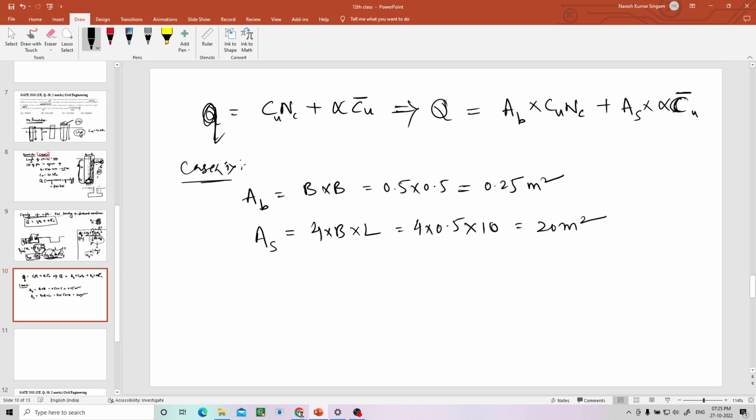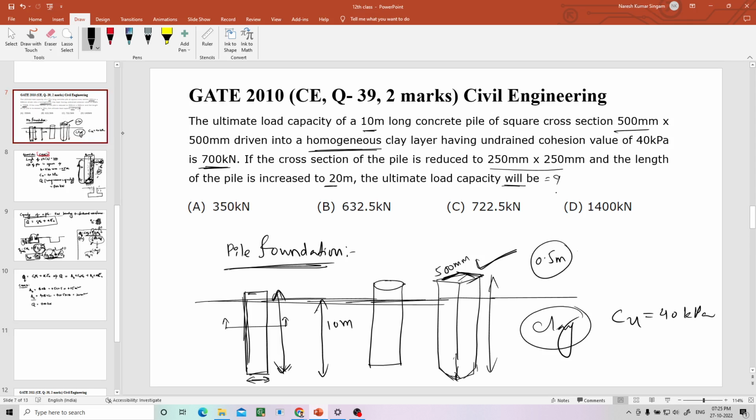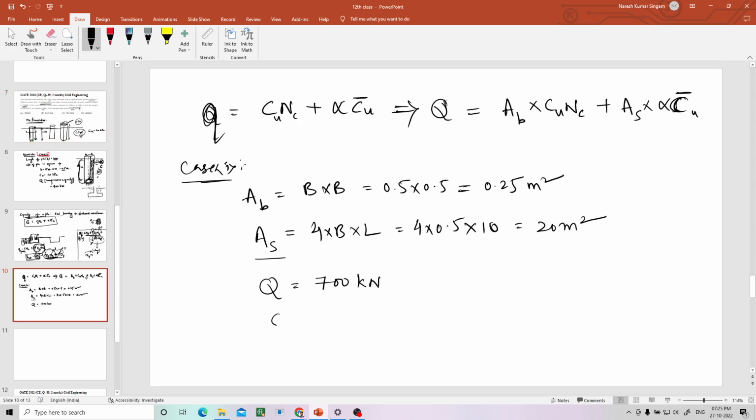So you know Ab, you know As, and you know Q also. Q is also given in case 1. How much? I think it is 700 kilonewton, right? Yeah. And the c value is given as 40 kPa.